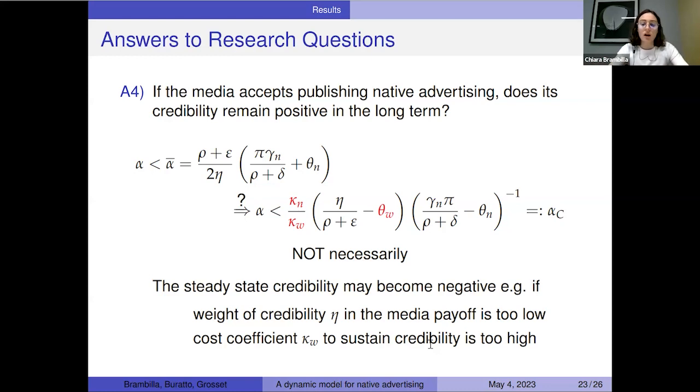So what we have obtained so far is that from a profit point of view, when the damage to credibility is low, it is optimal for a media outlet to publish native advertising. But this is not the same from a credibility point of view, because it may happen that the credibility becomes negative in the long run. And of course, this doesn't make any sense from an economic point of view.